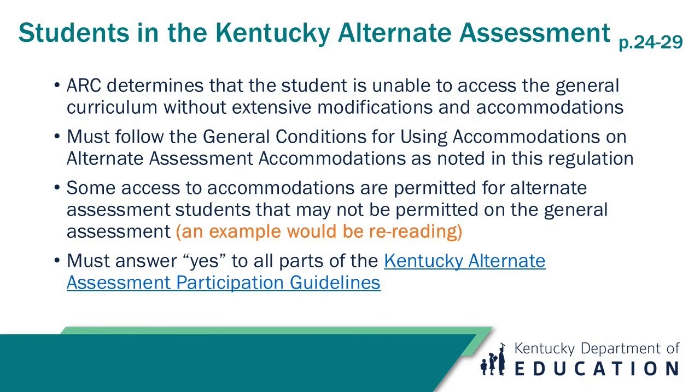Section 6 of the Inclusion of Special Populations Regulation focuses on students who participate in the Kentucky Alternate Assessment. This information can be found on pages 24 through 29 of the regulation document. Students who qualify for the Alternate Kentucky Summative Assessment, or AKSA, are not able to access the general curriculum in the same manner as their peers, even with access to accommodations. The content, while reflecting some grade content standards as peers, may need to be heavily modified for access and student demonstration of concepts.